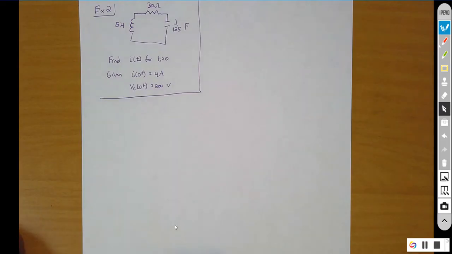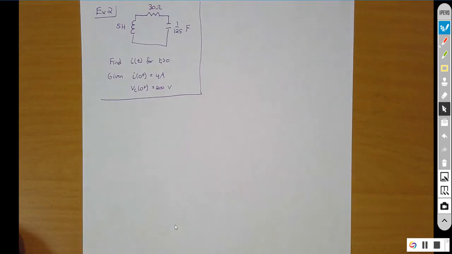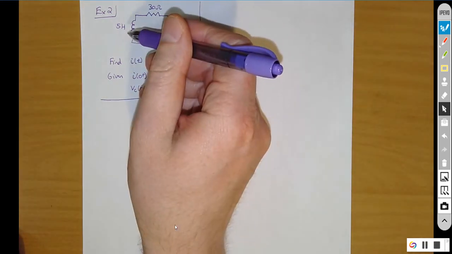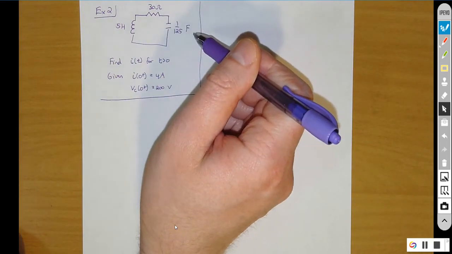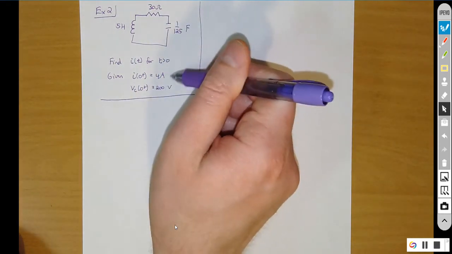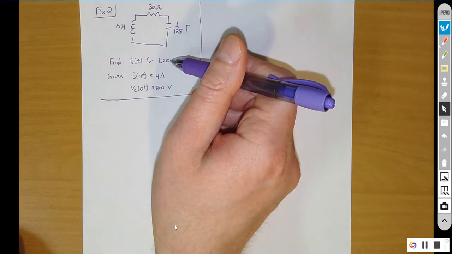So I went ahead and drew the circuit as it's described. So we have a 5 henry, a 30 ohm, and a 1/125 farad. We were given some initial conditions and we were asked to find i of t for t greater than 0.